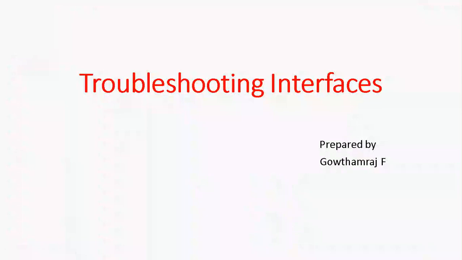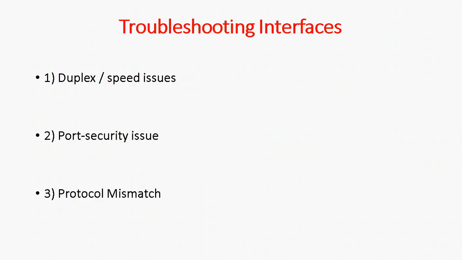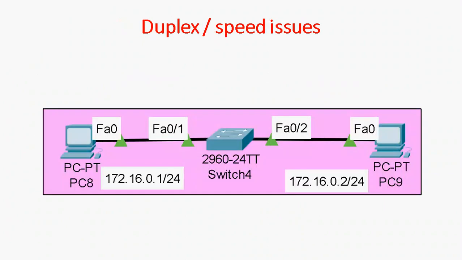In this video tutorial, I am going to discuss how to troubleshoot a variety of interface issues. Let's walk through a couple of scenarios. There are three scenarios I am going to explain in this video tutorial. First one, duplex and speed issues. Second one, port security issue. Third one, protocol mismatch.